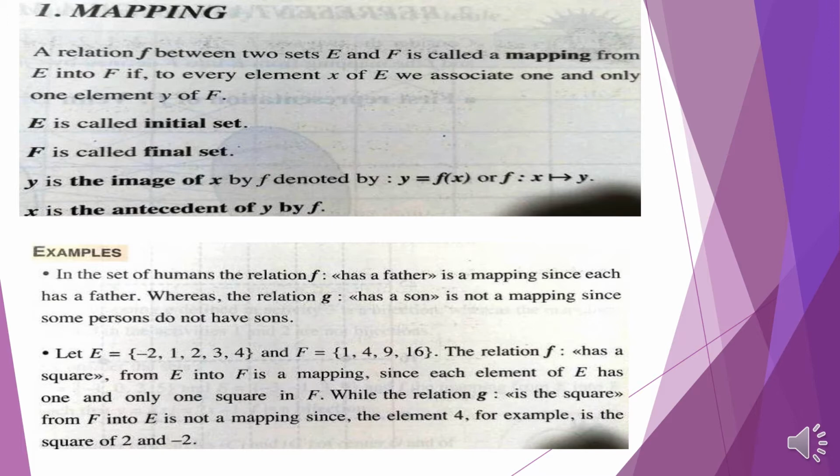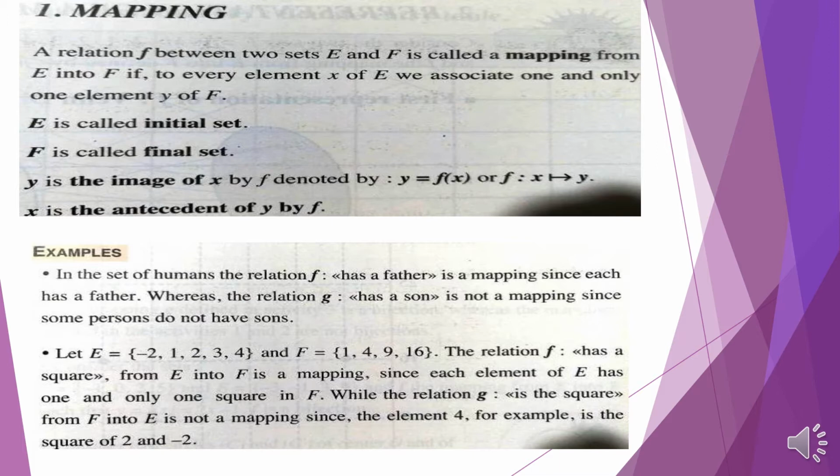Now look at -2. The square of -2 is 4. So there is a relation from -2 to 4. And the square of 1 is 1. In F, there is a relation from 1 to 1. The square of 2 is 4. There is a relation from E to F by 2 and 4. The square of 3 is 9. There is a relation from 3 to 9. 4 square is 16. So there is a relation. We have an arrow from 4 to 16.